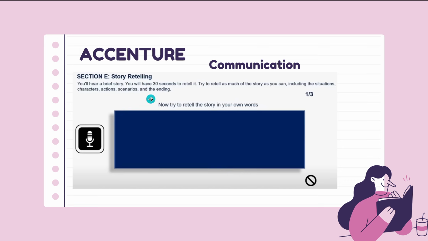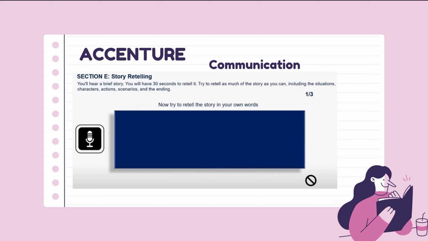And section E is storytelling. You will hear a brief story and you will have 30 seconds to retell it. Try to retell as much of the story as you can, including the situations, characters, actions, scenarios, and the ending. The story will be very easy to tell. For example, Ramu and Rahul went to the park, they ate ice cream, they enjoyed, and they came back home. In that way the story will be.